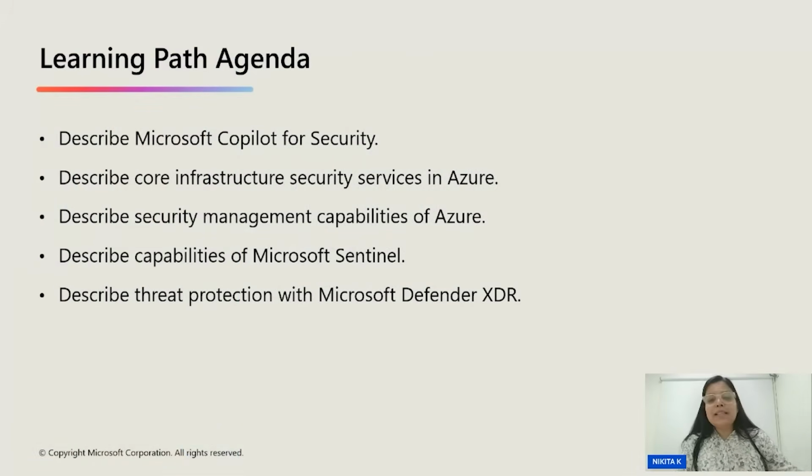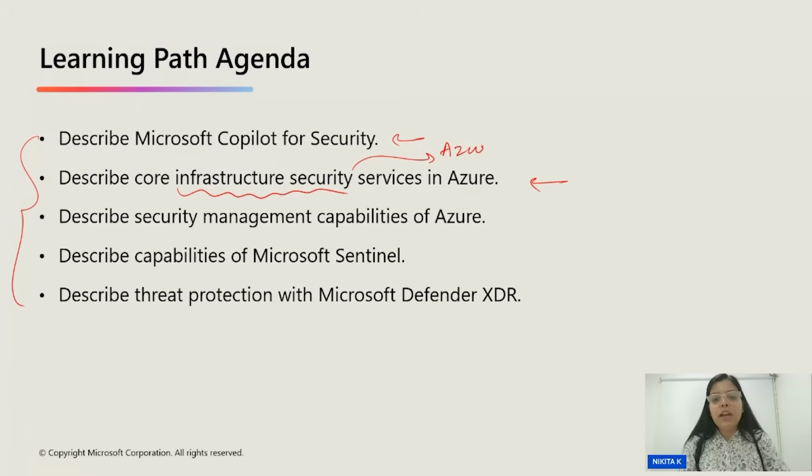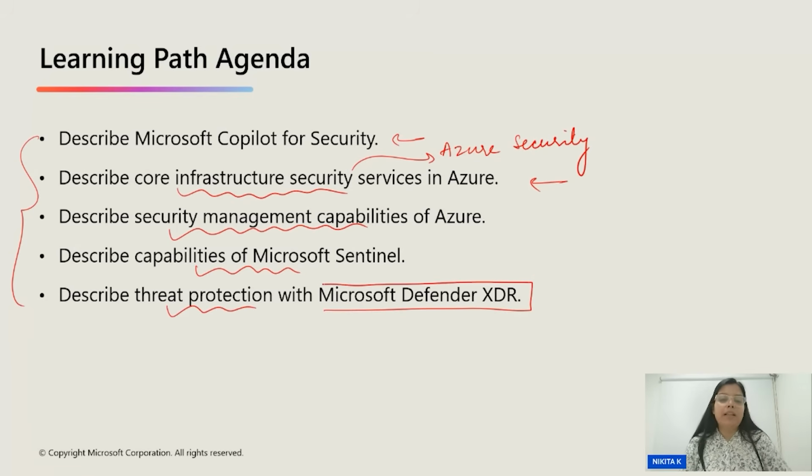In this particular session, we will be discussing these 5 topics. First one is Security Copilot, or the Microsoft Copilot. Second, how we will be leveraging our infrastructure security. When I say infrastructure security, it will be your Azure security. So we will be discussing Azure security here. What are the different management capabilities in Azure? Then the capabilities of Microsoft Sentinel and the threat protection using Microsoft Defender XDR.